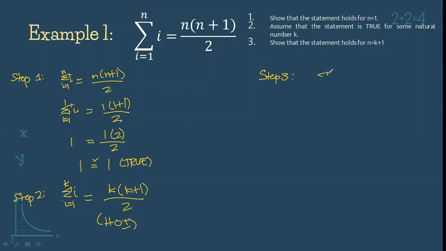So we have the summation of i from 1 to k plus 1 is equal to k plus 1 times n, k plus 1 po ulit, plus, dahil meron po siyang another 1 dito, wag po natin kakalimutan yan, all over 2. So we have now k plus 1 times k plus 2 all over 2.